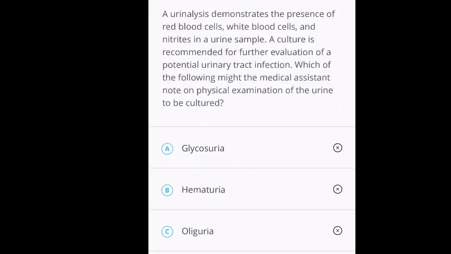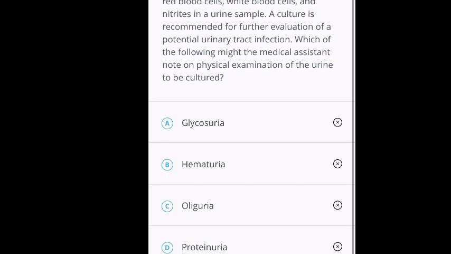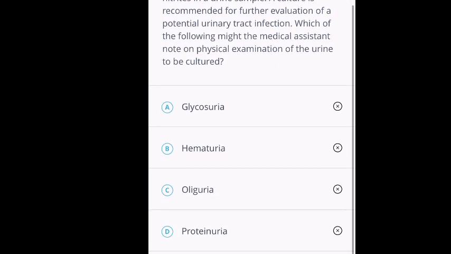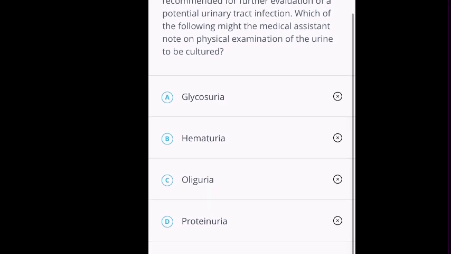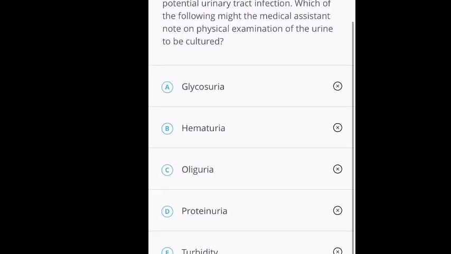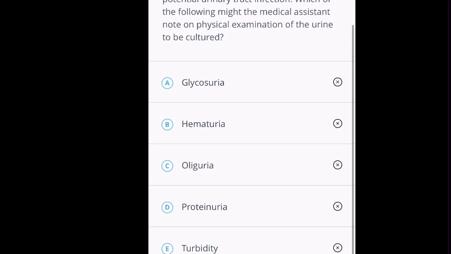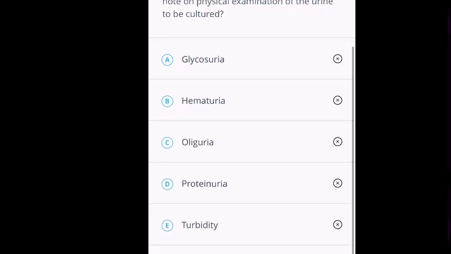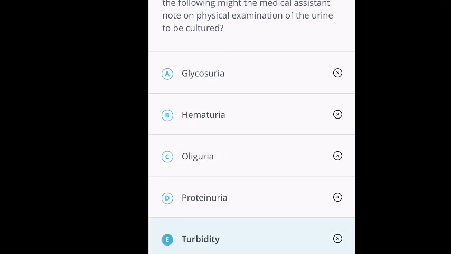A urinalysis demonstrates the presence of red blood cells, white blood cells, and nitrates in a urine sample. A culture is recommended for further evaluation of potential urinary tract infection. Which of the following might the medical assistant note on physical examination of the urine to be cultured? Glycosuria, hematuria, oliguria, proteinuria, or turbidity? The correct answer is turbidity.